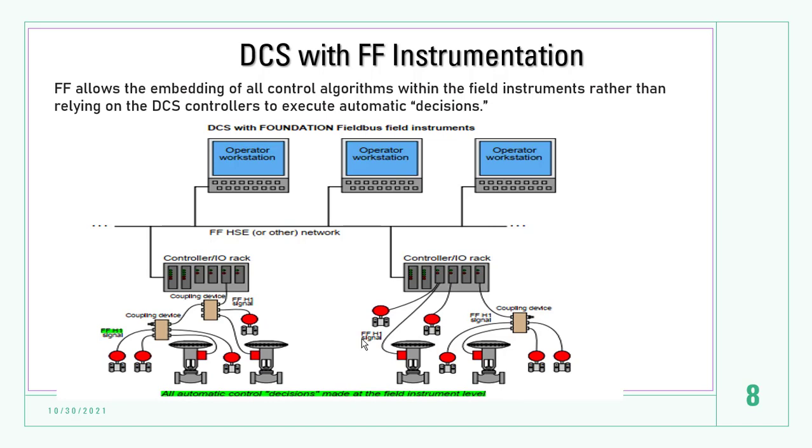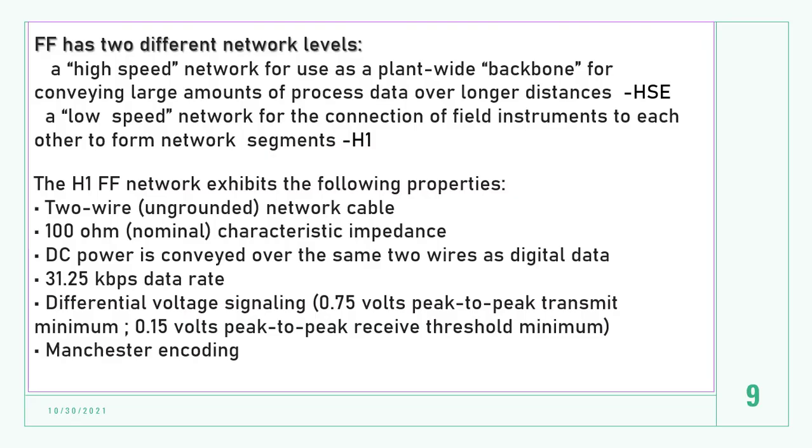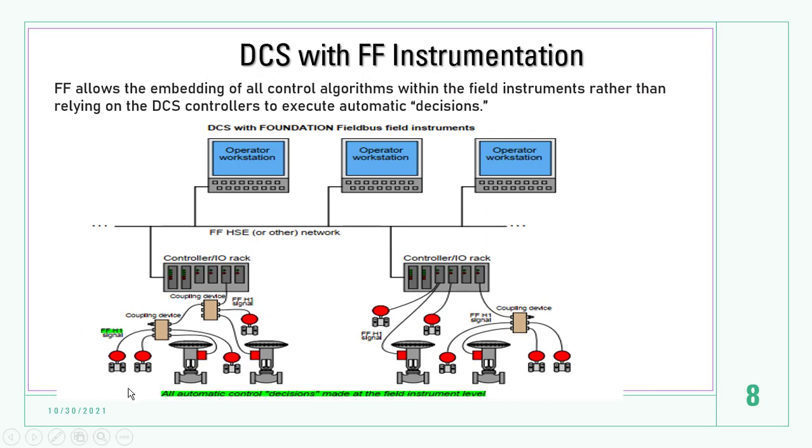Now we talk about Foundation Fieldbus implementation in DCS. Foundation Fieldbus, we often call FF. FF allows all control decisions to be made in the field instrumentation. In here, all the decisions are made. For example, Foundation Fieldbus uses function block diagram, with AI analog input block, PID block, and AO analog output block.